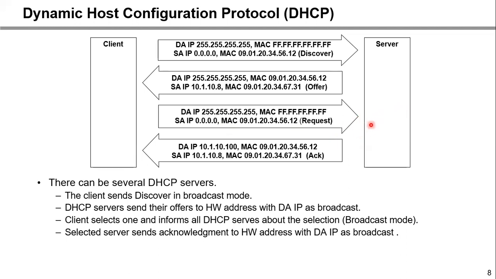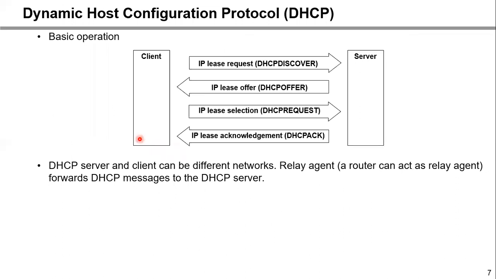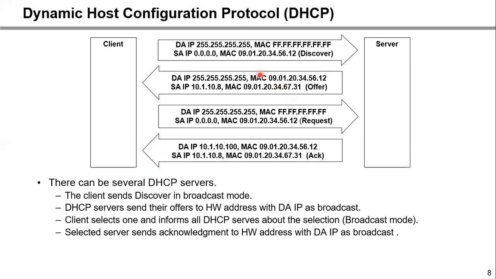Once the request reaches the server, the server acknowledges that this particular IP address is assigned to you, and you can use it. In that case, the destination IP address is mentioned directly here. So what you come to know is that 10.1.10.10 was mentioned in this your IP address field. These are the messages with particular values given as an example here.